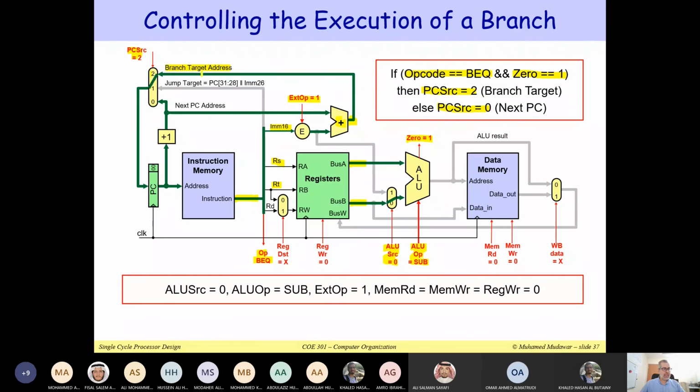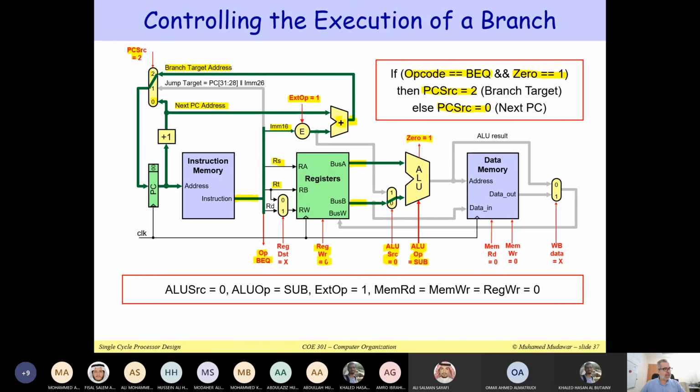If it's taken, you select the branch target address. If it's not taken, you select the next PC address, which is input 0. That's it. So you have two possible outcomes, and therefore you have two possible selections for PC source. 2, you select when the branch is taken. 0, it means that the next PC address is selected when it is not taken. How about the remaining control signals? We have to be careful about these. We have to be very careful about the remaining control signals. The register write must be equal to 0.